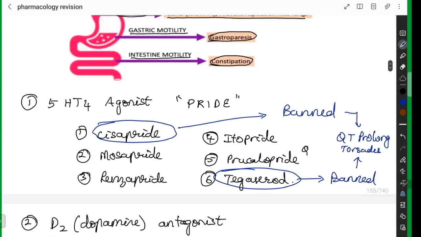But the problem is, we have several pride drugs: cisapride, mosapride, renzapride, itopride, prucalopride, tegaserod. Okay, we have tegaserod. But what happens? Cisapride and tegaserod, both drugs, are banned in India. Why were they banned in India? Because they caused torsades de pointes. That is nothing but an increase in the QT interval. So in your ECG, the QT interval is going to be prolonged. That was the reason why cisapride and tegaserod are banned. What is a common drug used in this family? The drug name is going to be prucalopride. Prucalopride is a common drug that is used as a serotonin 4 agonist. Okay, serotonin 4 agonist.